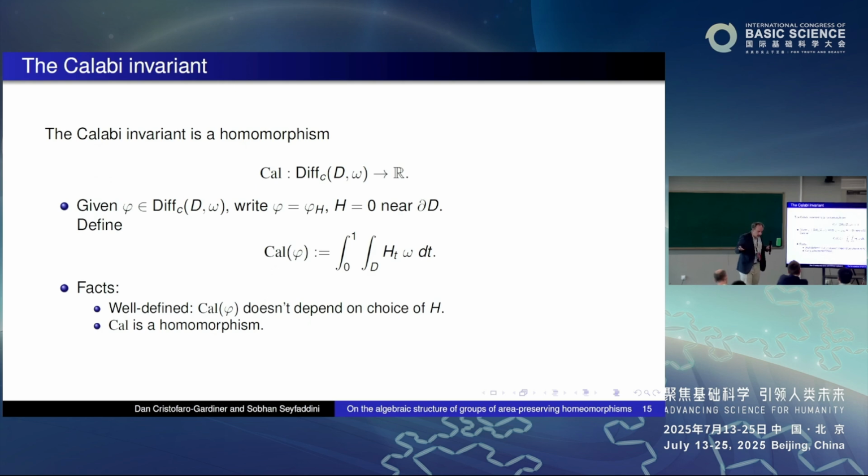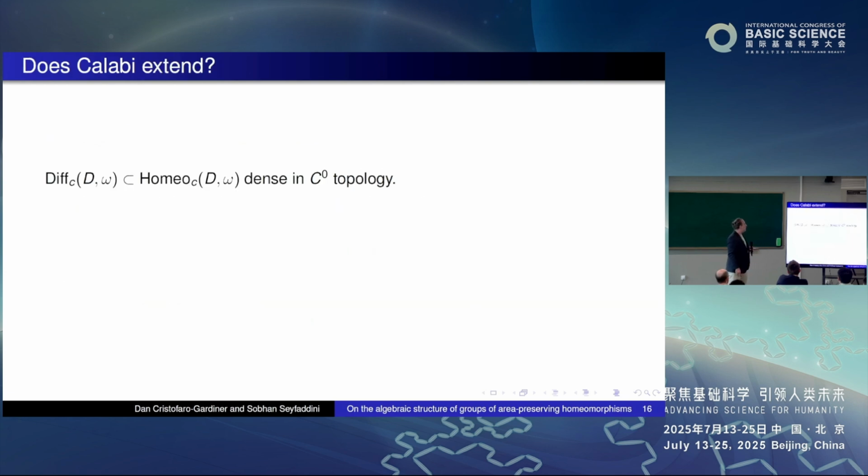And right, so the starting point for all of the works that we mentioned is really just trying to think about to what extent this makes sense for homeomorphisms. I mean, if you have an arbitrary homeomorphism, you can no longer write it as the time one flow of a Hamiltonian, so you have to think a lot about it.